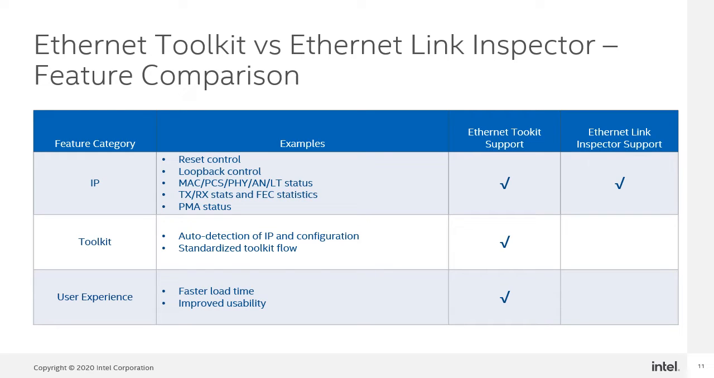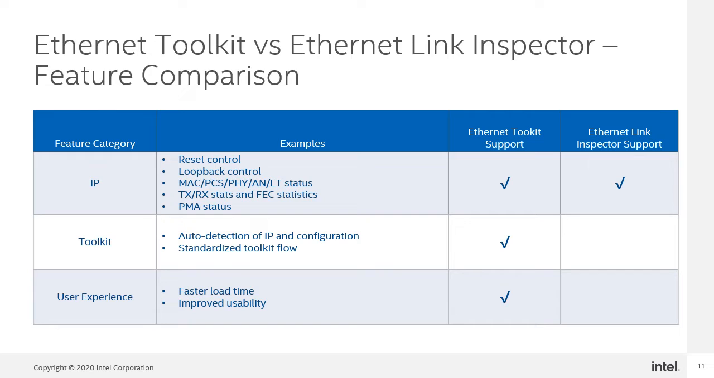But whereas the Ethernet Link Inspector was a script file that you downloaded from the web and opened in the system console, the Ethernet Toolkit is integrated into the system console platform. This provides some nice advantages over the Ethernet Link Inspector. For toolkit operation, highlighted in row 2 of this table, the Ethernet Toolkit can automate some operations like the detection of the IP and its configuration. It also means the usage flow and UI features are more similar to other toolkits also built into the system console, giving a more uniform look and operation.